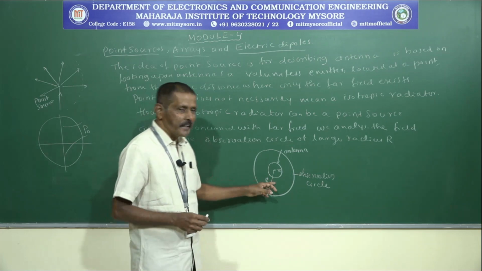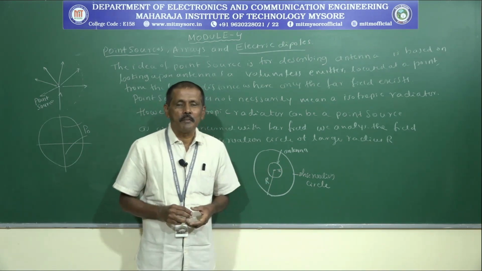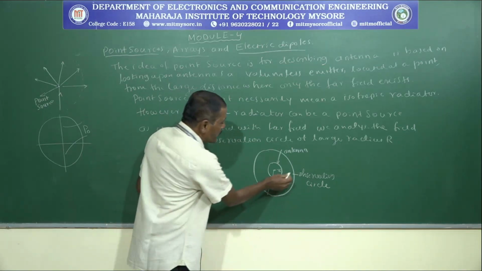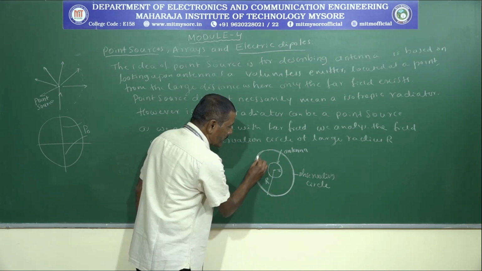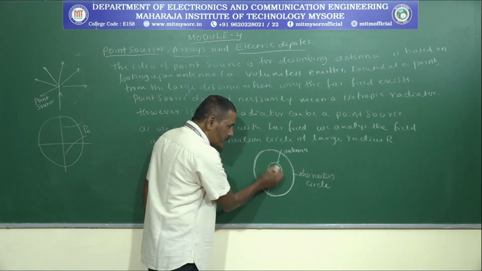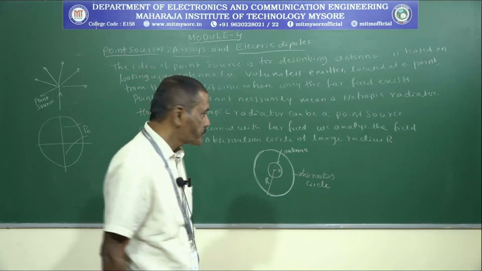Now, if you consider here, this is your antenna. As you are considering the far fields, the radius r, that is the field at this particular point we are considering, but the field which is very near to the antenna we are not considering.